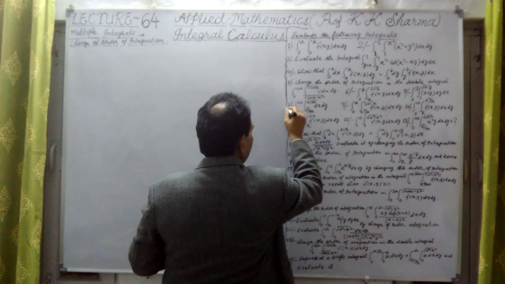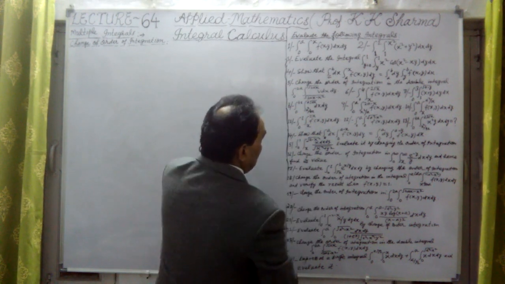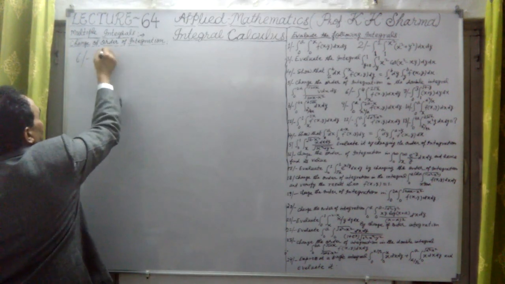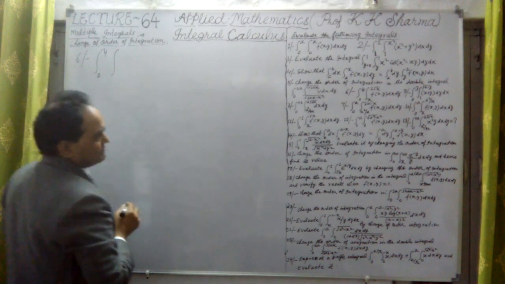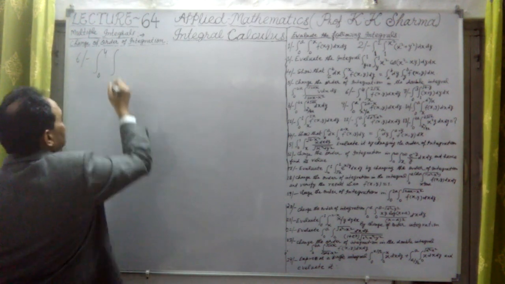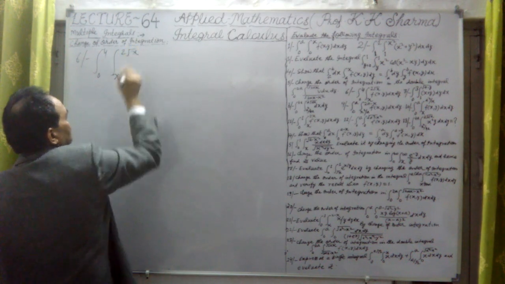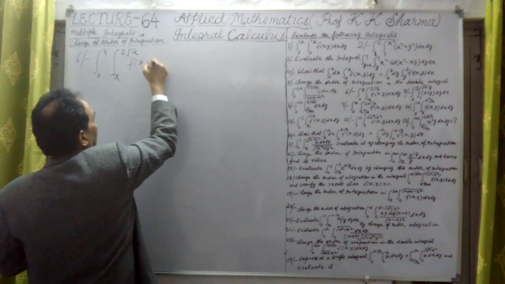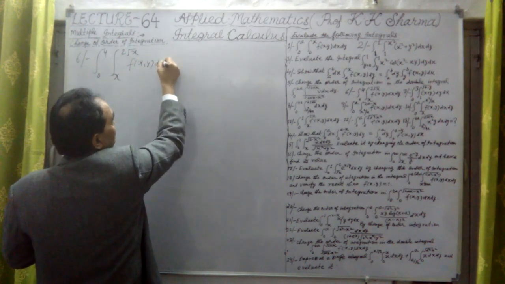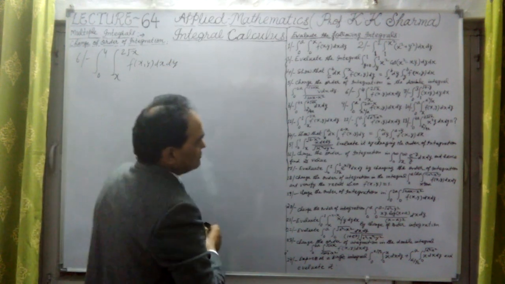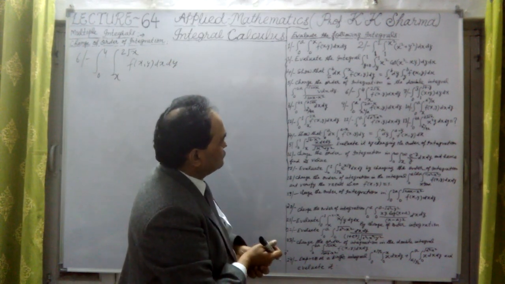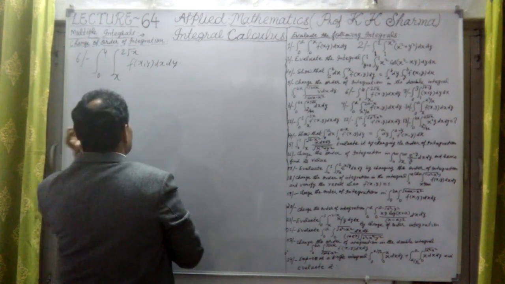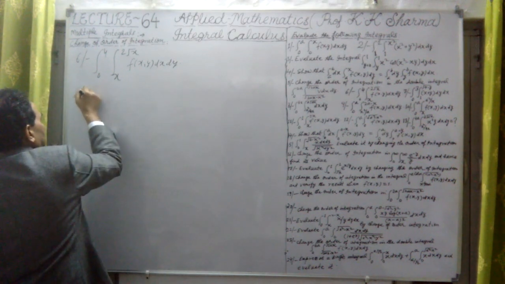It says, let me check it. There are limits 0 to 4. Question number 6: 0 to 4, and the second limits are x squared and x, of f(x, y). We have to change the order of integration here. The limits are 0 to 4 and x to 2, plus f of y dx dy. So, what are the limits given here? Now, let me draw the region.